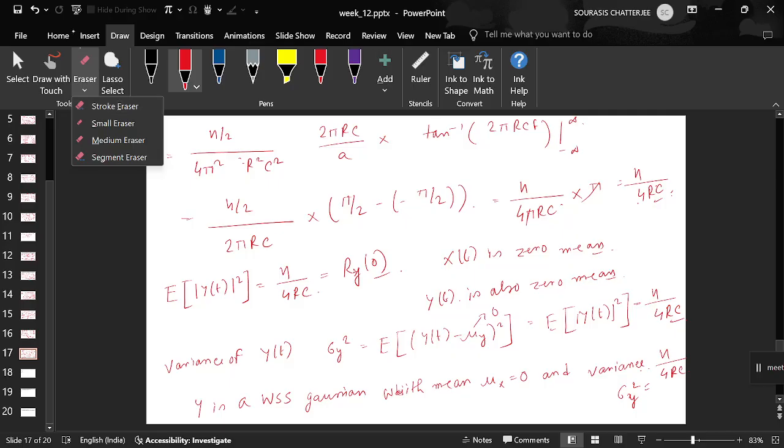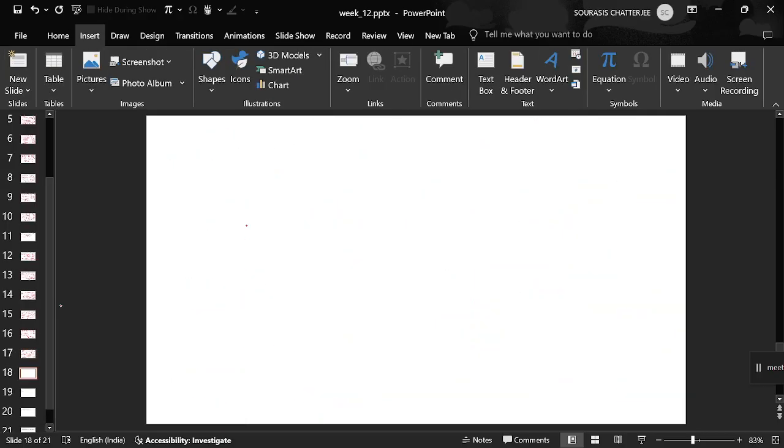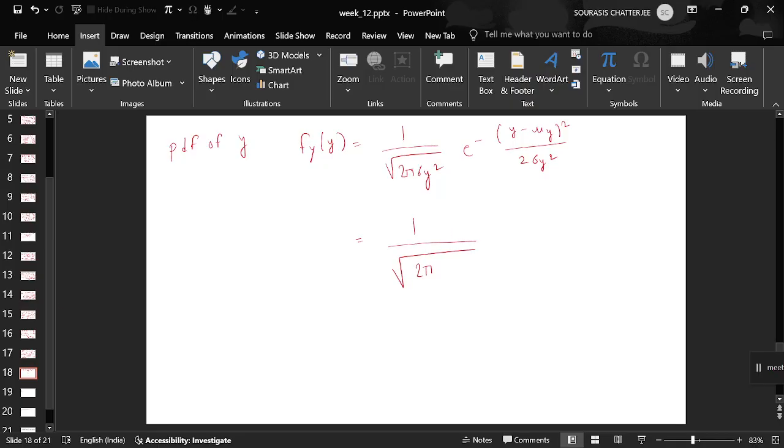So if I am to write the PDF of y, it is going to look something like this. If I write in terms of a standard Gaussian, 1 over square root of 2 pi sigma y square, e to the power minus y minus mu y whole square divided by 2 sigma y square. Now I just put the values. This is square root of 2 pi times sigma y square, which is eta over 4 rc, to the power minus y minus 0 square divided by 2 times eta by 4 rc.